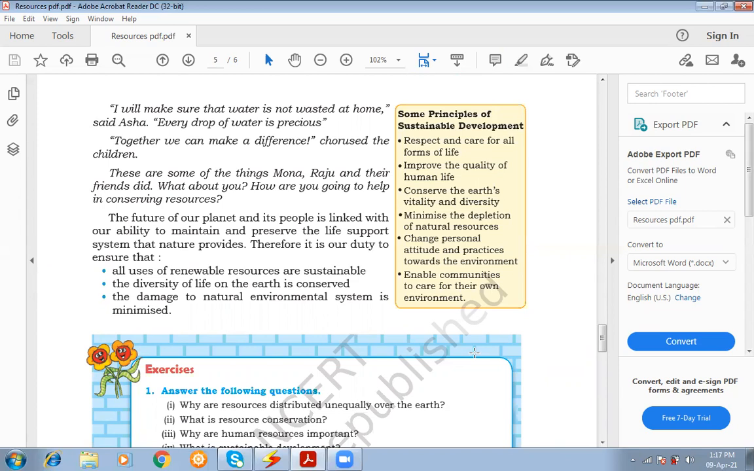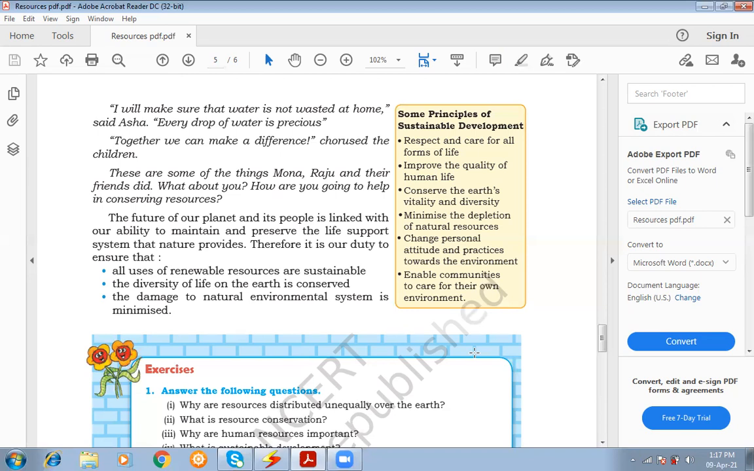Towards the children, there are some of the things Mona, Raju, and their friends did. What about you? How are you going to help in conserving resources? So this is how these children came to know, they understood the importance of resources, and now they would be careful in the future while using them.